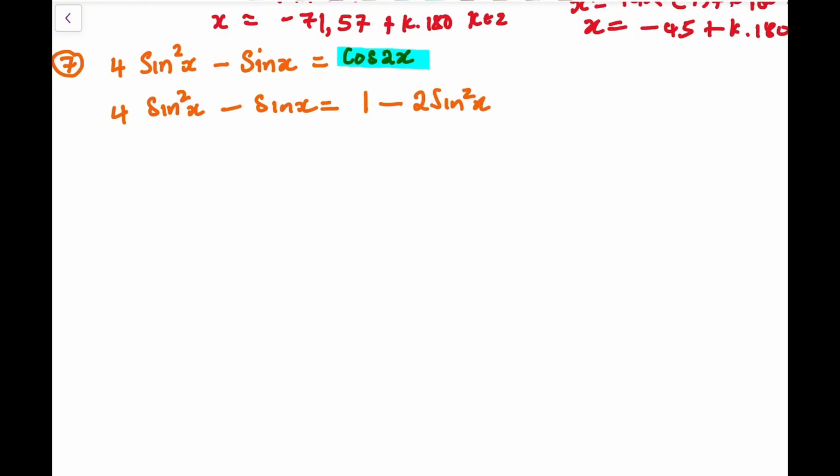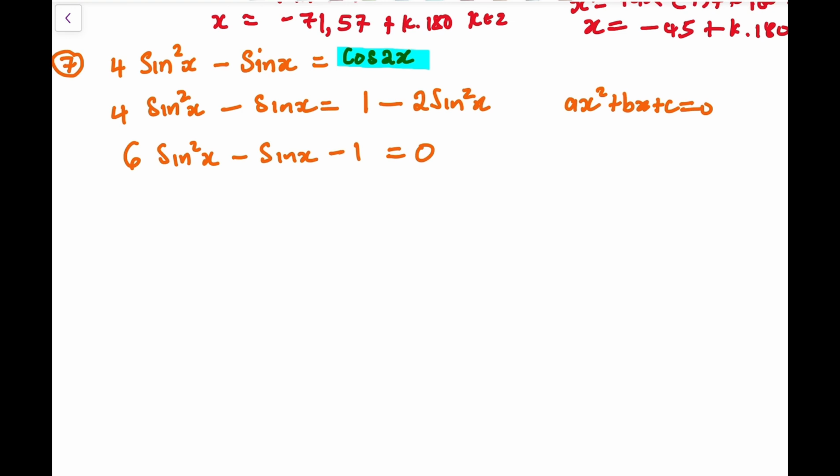And then from here, I will write this in the standard form, ax squared plus bx plus c is equal to 0. So I will take everything to my left. So 4 sine squared x plus 2 sine squared x. This will give me 6 sine squared x minus sine x, and then minus 1, and this will be equal to 0.